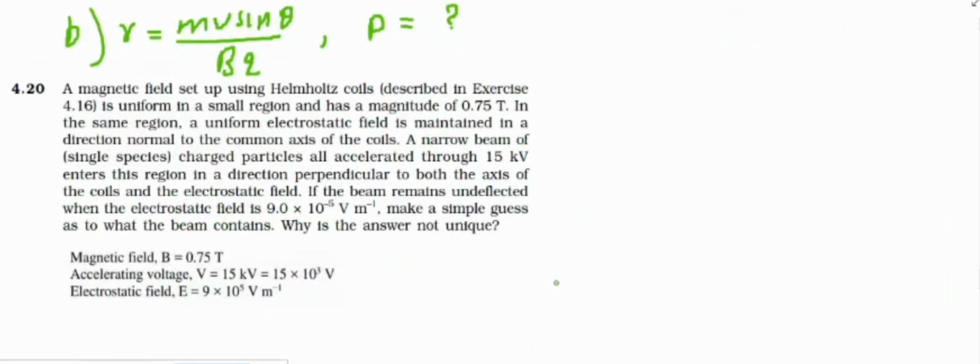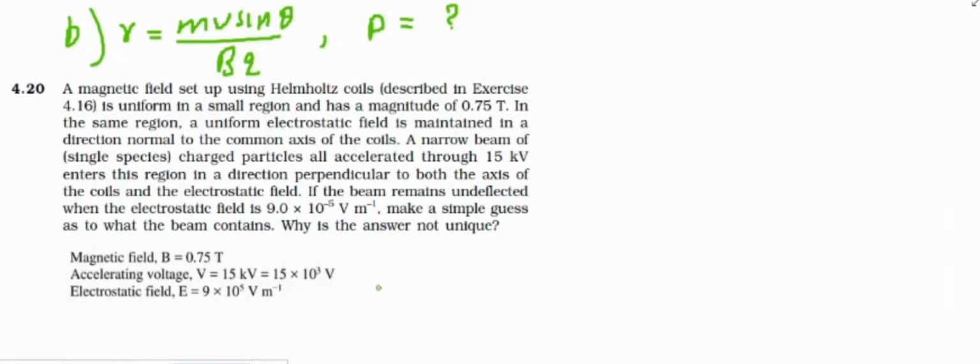Then, question 20. A magnetic field is set up. Again, Helmholtz coils, arrangement of two coils. Uniform magnetic field, we have 0.75 Tesla. Accelerating voltage is 15 kilovolt is given there. Then the beam remains undeflected, the same velocity selector condition. Electric field is 9 into 10 power minus 5 volt per meter. Then make a simple guess as to what the beam contains. So what particles are in the beam? That is what we need to find out.